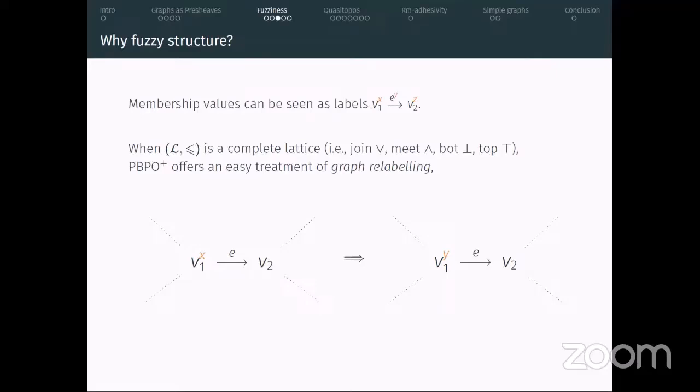Whereas, for instance, if you wanted to change the membership on the edge, this is something that you could do in DPO, but then it would not really be called relabeling, it would more be called replacement, because you could delete the edge and create a new one with the label anyway. But doing that, where you change the label, whatever the context, and without touching the context, is not possible in DPO, but it's possible in DPO plus, thanks to this feature of having join, meet, bottom. So this is the motivation.